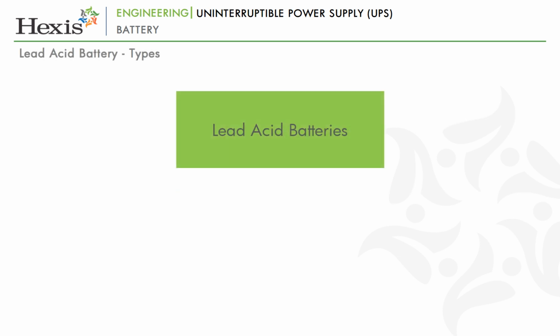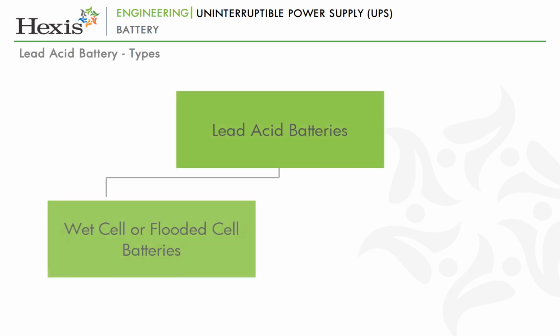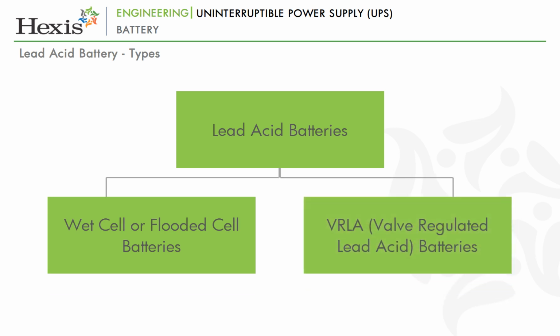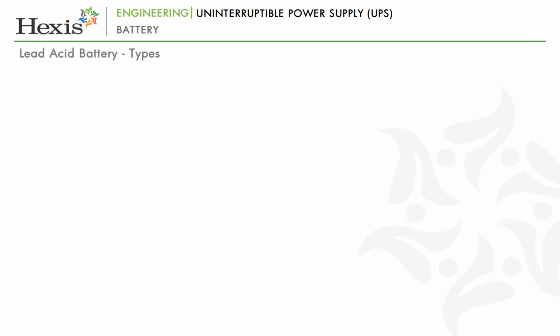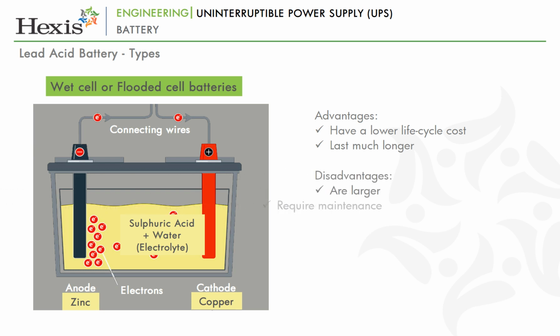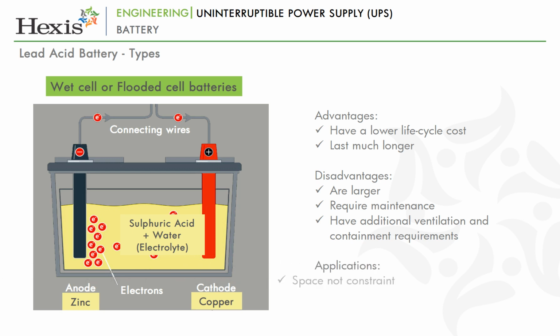The lead-acid batteries can be classified as wet cell or flooded cell batteries, or VRLA, valve-regulated lead-acid batteries. The wet cell or flooded cell batteries use liquid as an electrolyte. They have a lower life cycle cost and last much longer. The disadvantage is that they are larger, require frequent maintenance and additional ventilation and containment for leakage. These batteries can be used where space is not a constraint. In a facility, they are generally used for starting a diesel generator.